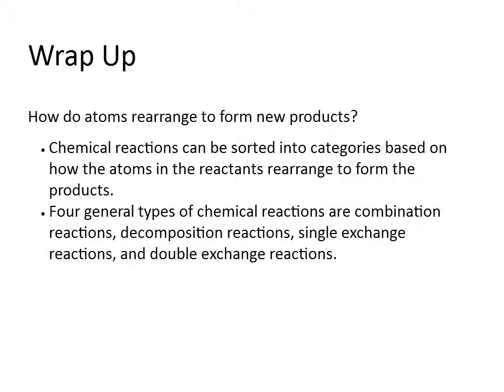Chemical reactions can be sorted into categories based on the pattern of how the atoms in the reactants rearrange to form the products. There are 4 general types of chemical reactions that we looked at: combination reactions, decomposition reactions, single exchange reactions, and double exchange reactions. We will be looking at combustion reactions, where things are burning, a little more closely once we start looking at energy reactions.